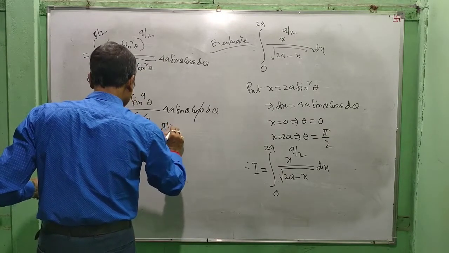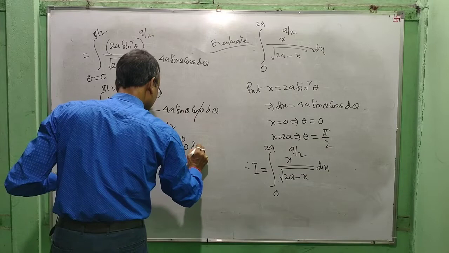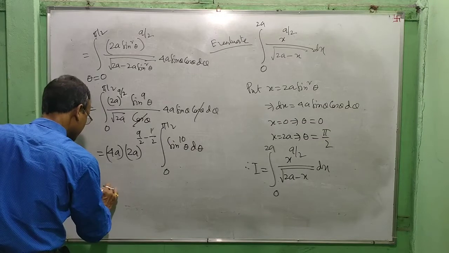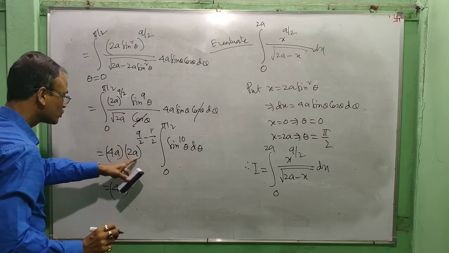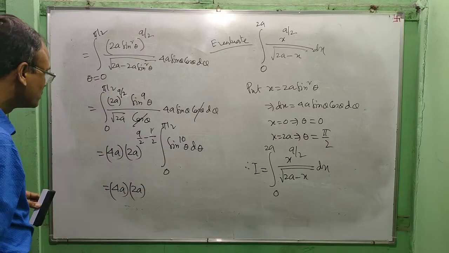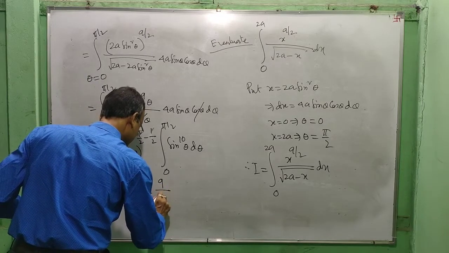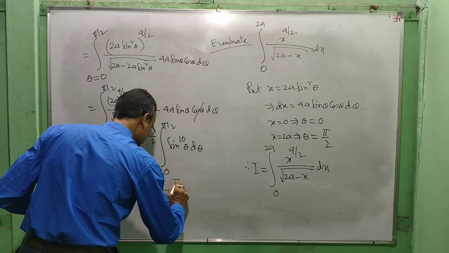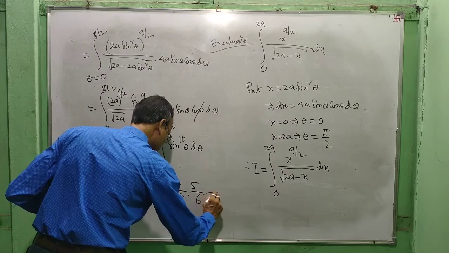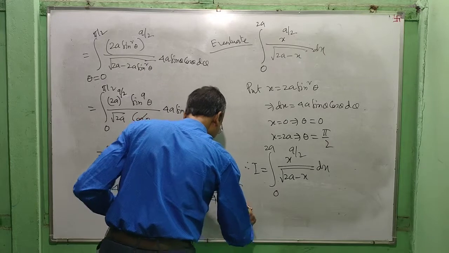The integration from 0 to pi by 2 of sin to the power 9 theta into sin theta, sin to the power 10 theta. This is equal to 4a times twice a whole to the power 8 by 2, which means 4. It will be equal to 9 by 10 into 7 by 8 into 5 by 6 into 3 by 4 into 1 by 2 into pi by 2. Simple.